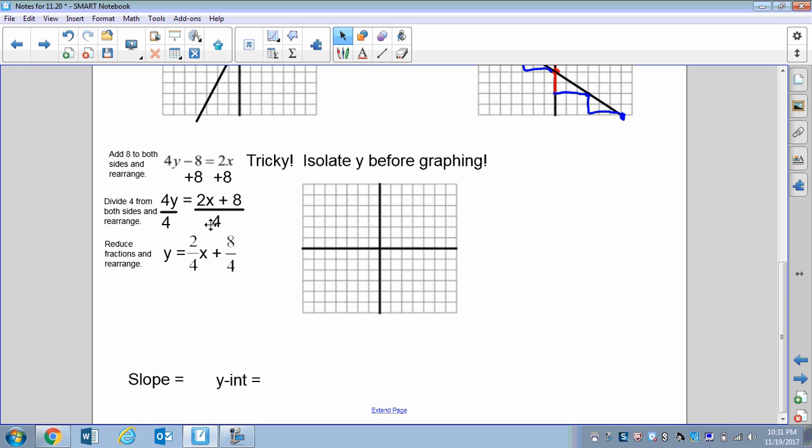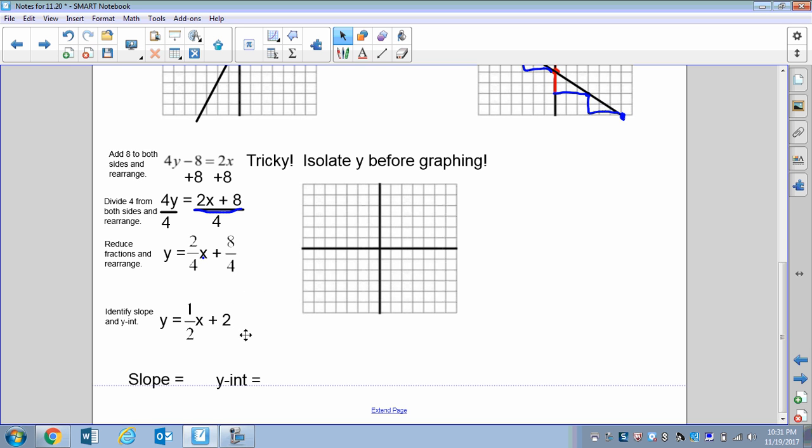And so if you notice right here, I had the 4 over both, and I separated it out into both 2 over 4x and 8 over 4. I separated them into two fractions. And we can do that whenever a value is being divided by both terms. And now what I'm going to do is reduce the fractions and rearrange. So I end up with y equals 1 over 2x plus 2.